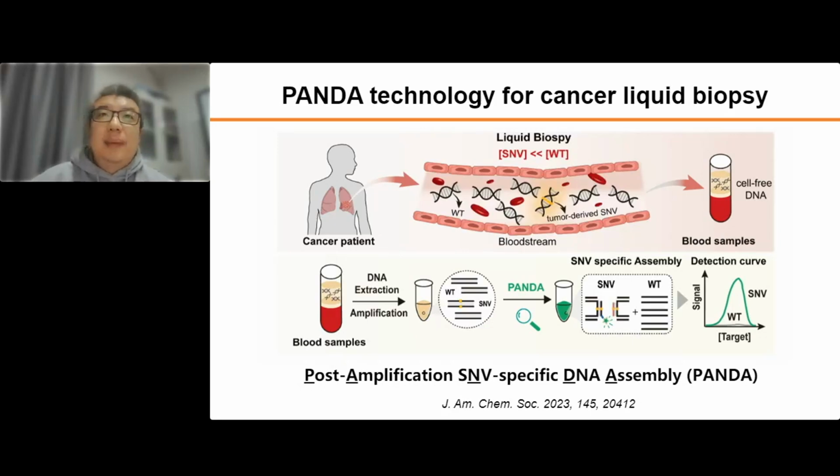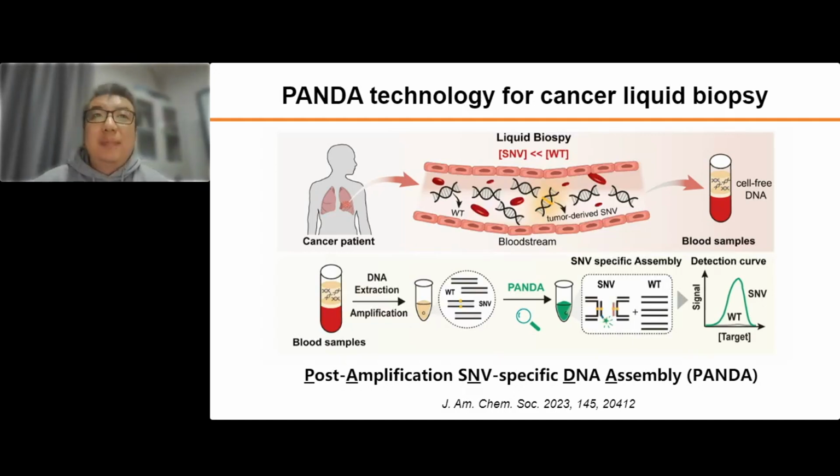So here in the bloodstream of a cancer patient, there could be many of those tumor-derived single nucleotide variants. Those could serve as markers and signatures for the cancer patient. However, in actual clinical samples, there are much more wild-type sequences than the tumor-derived SNV. And these DNA sequences are basically the same as SNV, except bearing one single nucleotide difference. So the issue is how we can detect a trace amount of SNV from a high background of wild-type sequences.